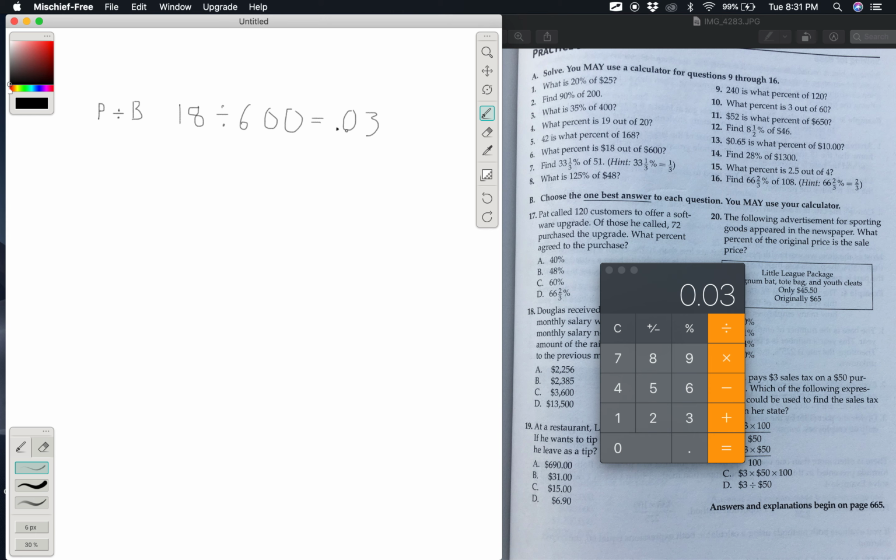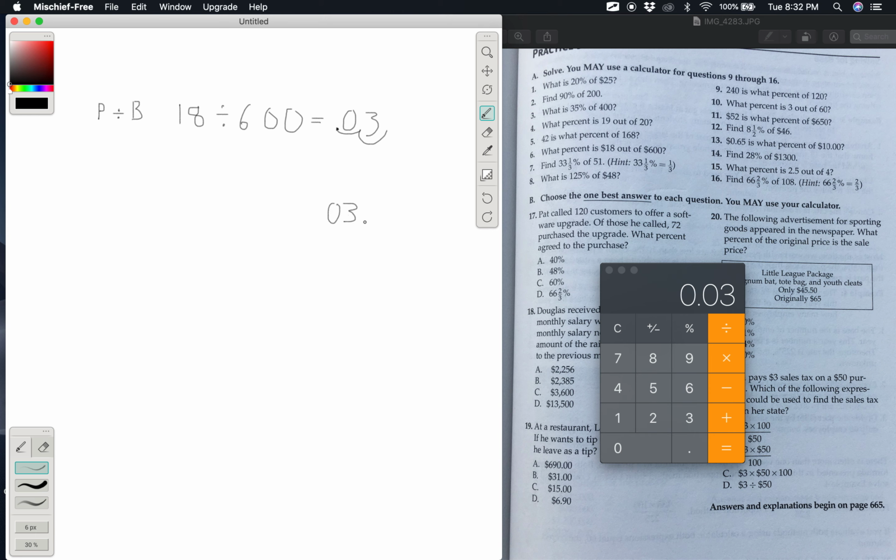So remember, in this case, we're looking for the percent, which is the rate. We can't have the decimal, so we have to move this over twice. Now, for example, in this case, it would look like this.